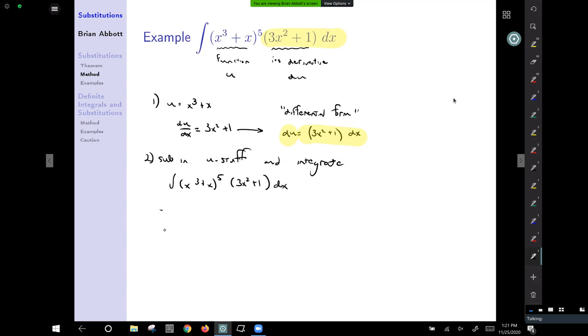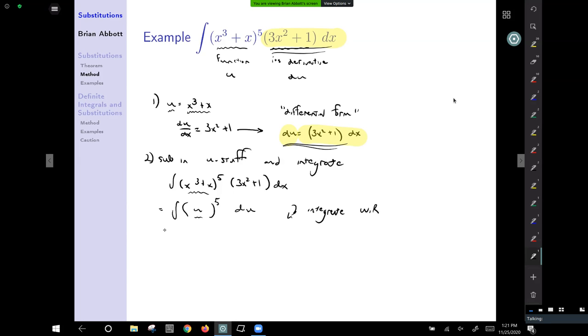And we're going to make some u substitutions here. u is the same thing as x to the third plus x. So we're going to replace the entire expression x to the third plus x with u. And now, highlighted above, we have its derivative. I can replace that entire expression, 3x squared plus 1 dx, with just du. And now we have an integral in terms of u, which is a basic power rule that we can integrate with respect to u.